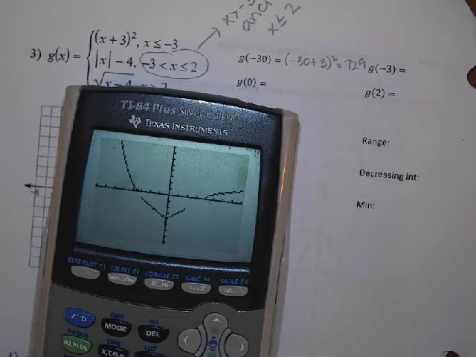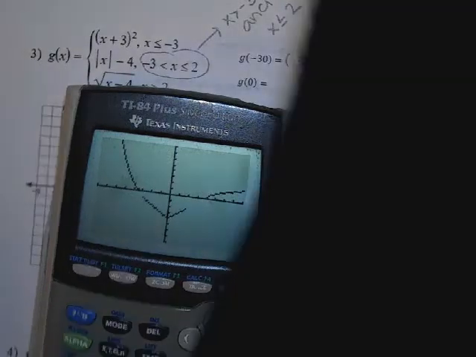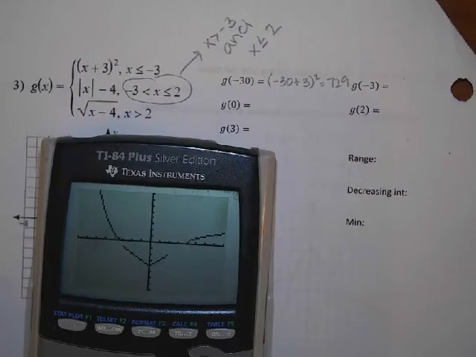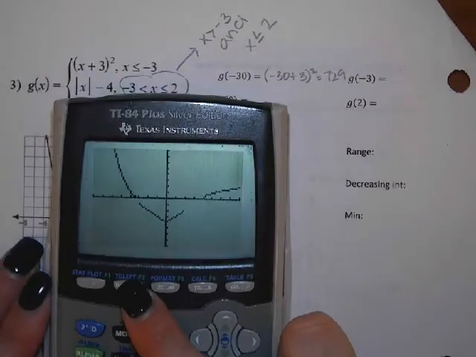You use the wrong type of negative. You use the minus button instead of negative. Okay. So we can plug in negative 30, or I'm going to show you another thing on your calculator.